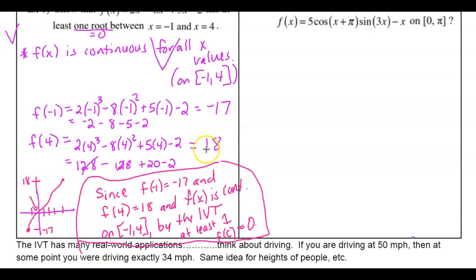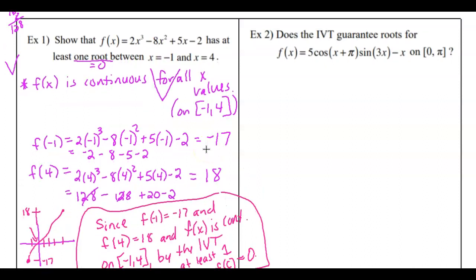All right, so I always like to throw trig in because I think it's a good trig review. So this says, example number 2, does the IVT guarantee roots? So remember, roots mean that your equation equals 0 for f of x equals all of that on 0 to pi. Okay, so now what we need to think of is our function continuous? And this is not a graph that I would expect you to know.